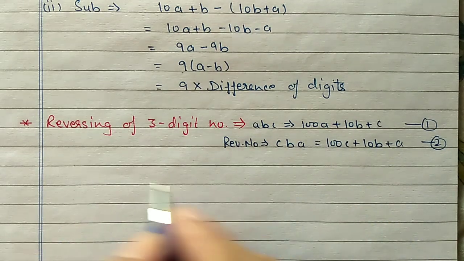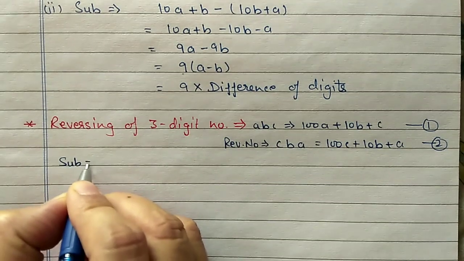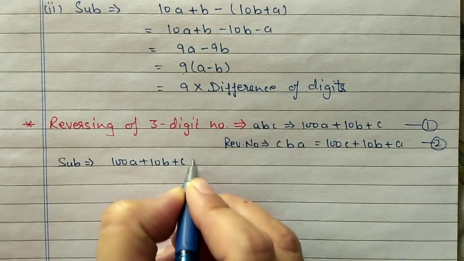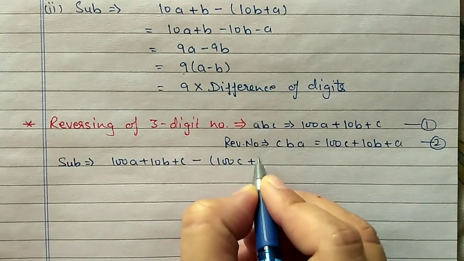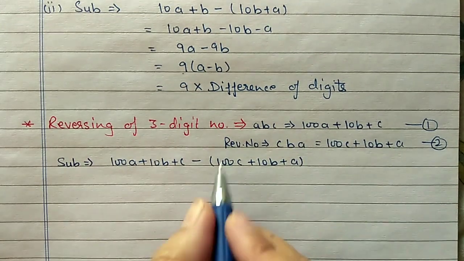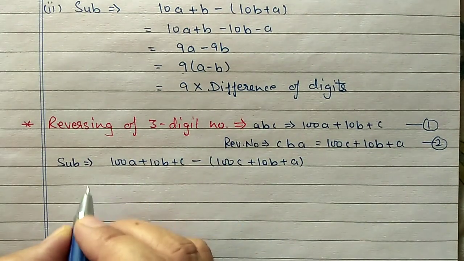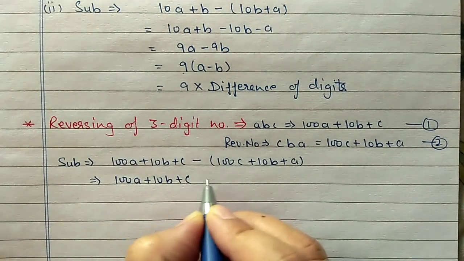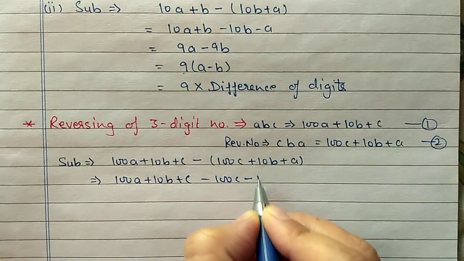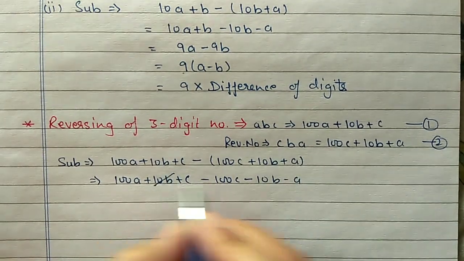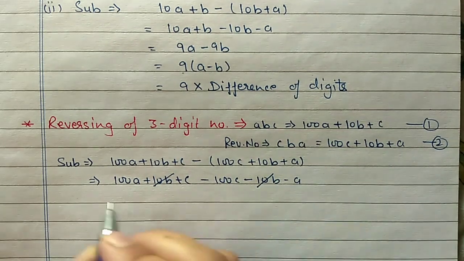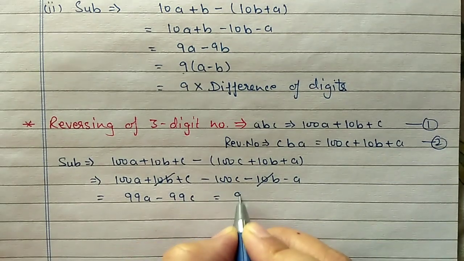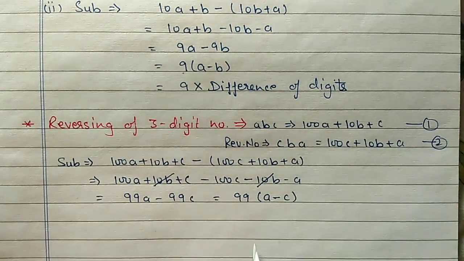Now if we subtract these two numbers, we will get 100A plus 10B plus C minus 100C plus 10B plus A. For addition we don't have any property here, only for subtraction. So 100A plus 10B plus C minus 100C minus 10B minus A. The 10B will cancel out and we will get 99A minus 99C. We can take 99 out common and A minus C will be there.